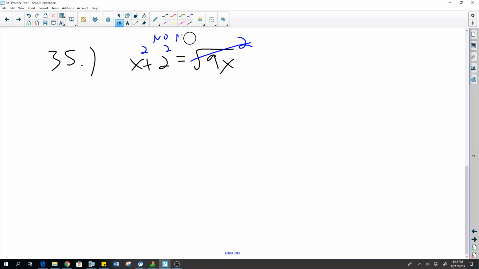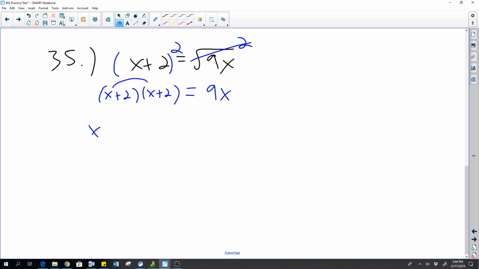So you actually do the whole thing, and that's where people make the mistake. You have to do the whole side, the whole left side, the whole right side. And so when you do that, you get (x + 2)(x + 2) = 9x, because the radical goes away. Then you have to FOIL that, right?